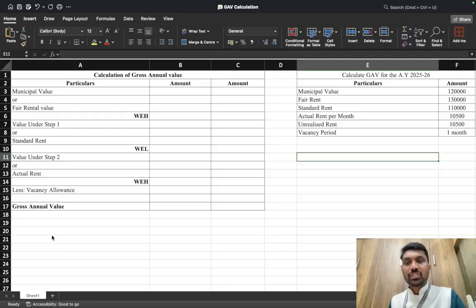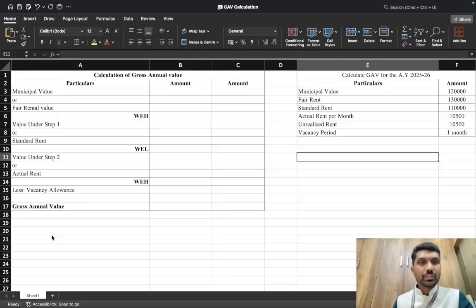I have given a question: calculate gross annual value for the assessment year 2025-26. They have given a couple of pieces of information. Municipal value 1,20,000, fair rental value 1,30,000, standard rental value 1,10,000, and actual rent per month is 10,500, and unrealized rent 10,500. Vacancy period is 1 month. So with this data, we have to calculate the gross annual value of a house property.